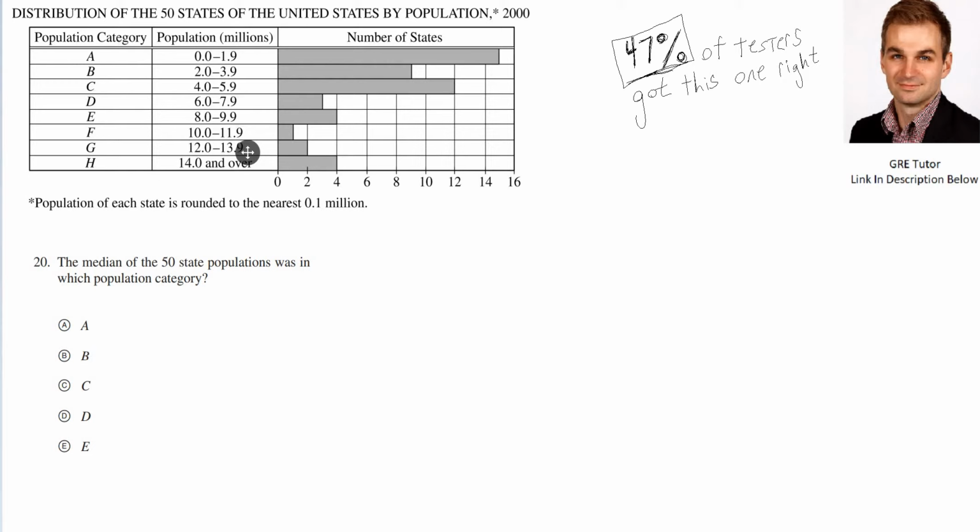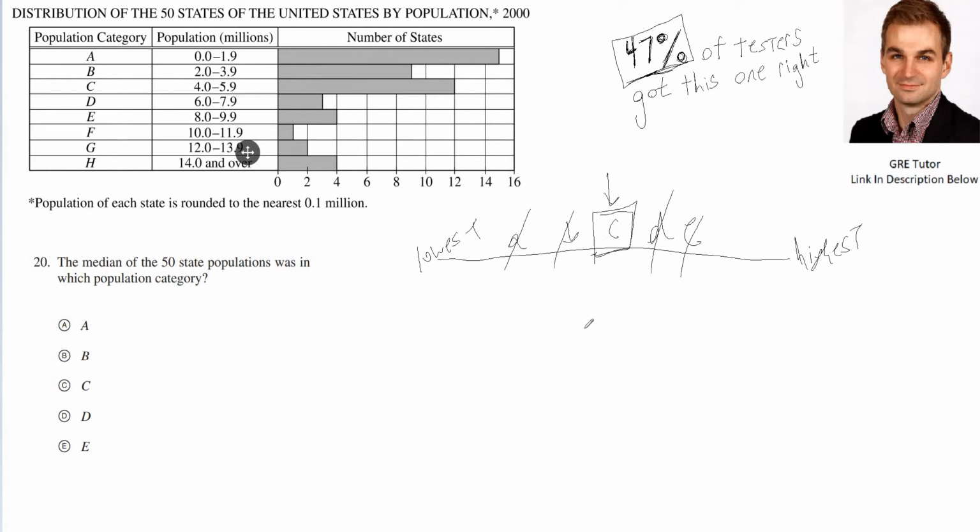Now the question that they are asking is, the median of the 58 state populations was in which population category? Alright, so whenever you have a median, what you do is you rank things from lowest to highest. And then let's say you got 5 numbers, A, B, C, D, E. Basically cross off the largest and the smallest, until you find yourself in the center. And you pick the center one, that becomes your median.